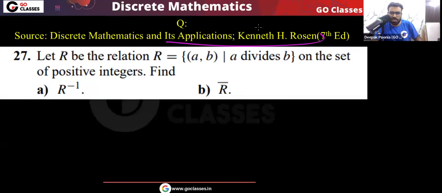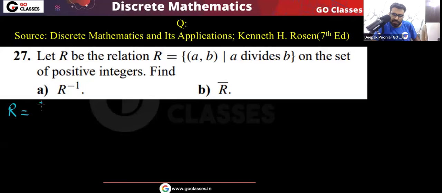Let's solve this question from Kenneth Rosen book. Let R be the relation AB, A divides B on the set of positive integers. The base set is positive integers. Now find R inverse and find R complement. Okay, so let's see what is the relation R.